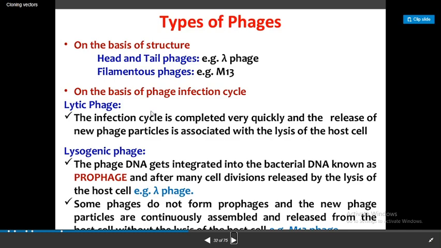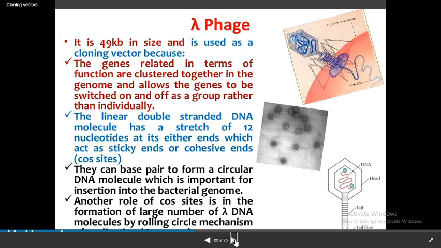Two types of cycle take place in this phage, the lytic cycle and the lysogenic cycle. If you see this diagram, you will be able to understand. This is the size of the phage, 49 kilo base pairs. This is the bacteriophage, a virus infecting bacteria. This orange color is the E. coli bacteria and this is our virus. The virus has double-stranded DNA, and it is entering into the bacterial cell.